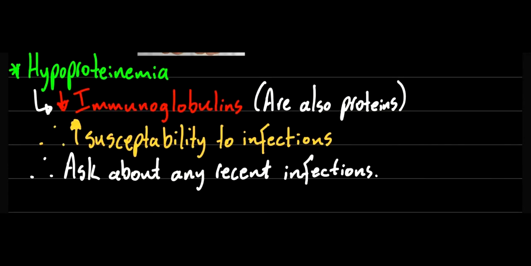Next are immunoglobulins, which are also proteins. So they too are filtered out with urine. It means that the patient will be susceptible to infections. So we should always ask about recent infections.